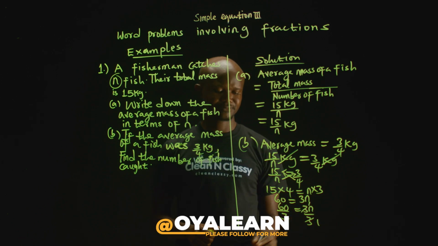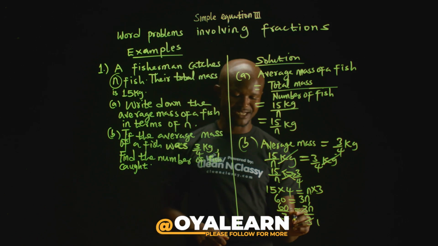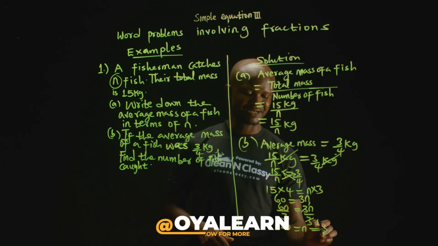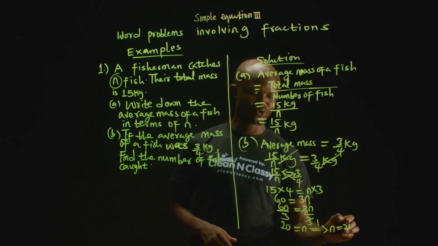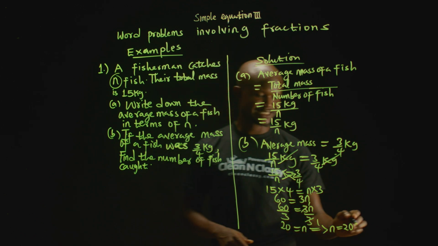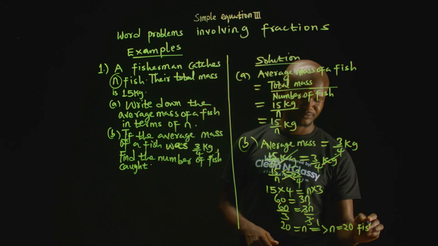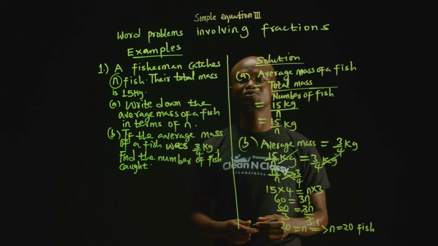3n over 3 gives n. So 60 divided by 3 will give us what? 20. So 20 equals n. This implies n equals 20 what? 20 fish. That is the solution to the problem.